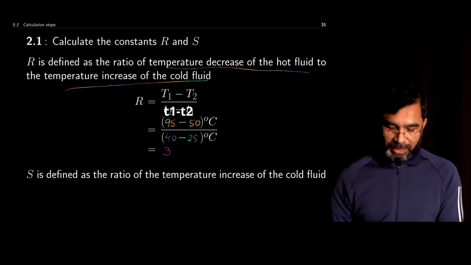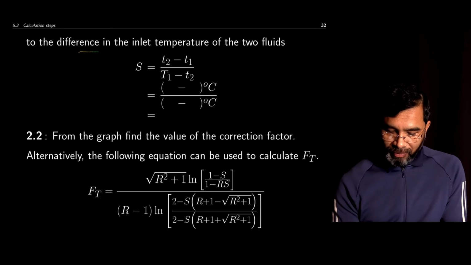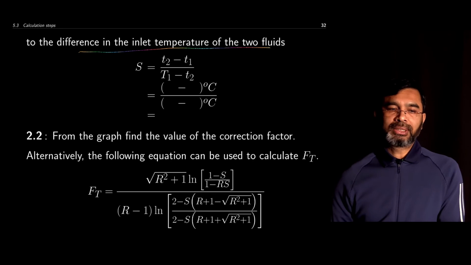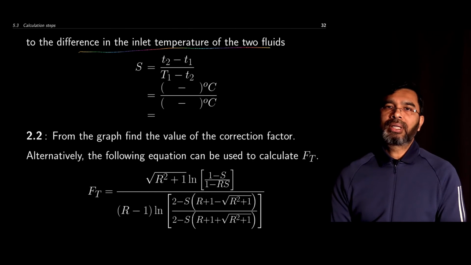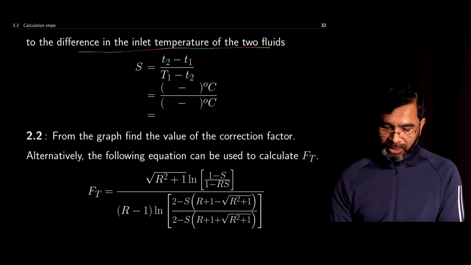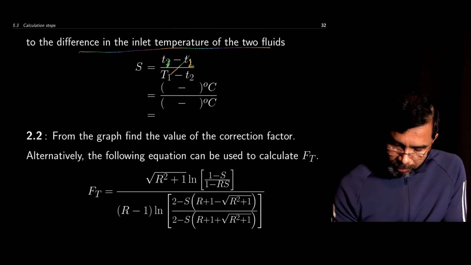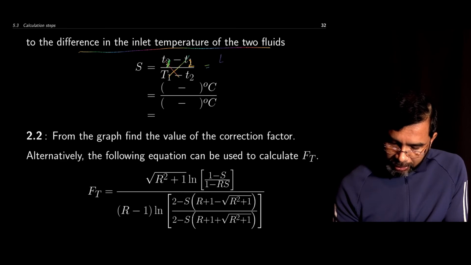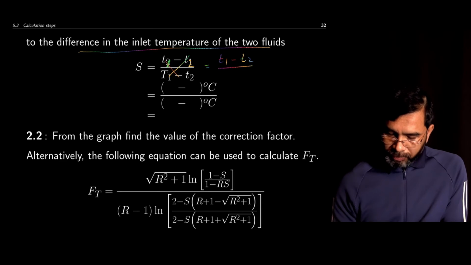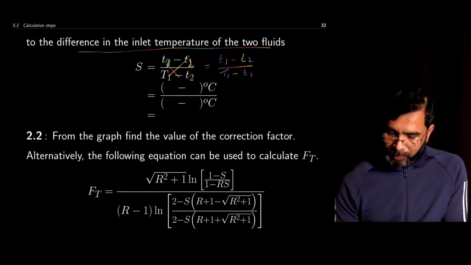We need to define another term S as the ratio of the temperature increase of the cold fluid to the difference in the inlet temperature of the two fluids. How much was the temperature change for the cold fluid divided by what was the maximum temperature difference in the heat exchanger. So here it should be T1 minus T2, small t1 minus small t2, capital T1 minus small t2.